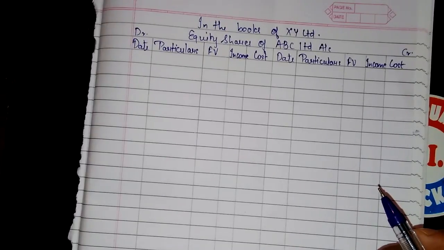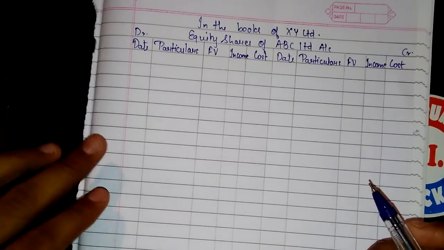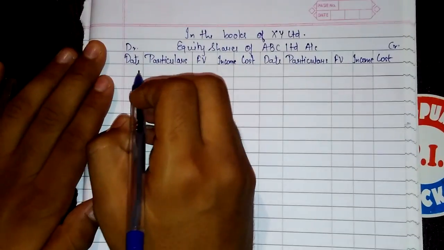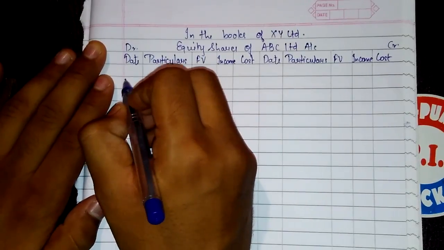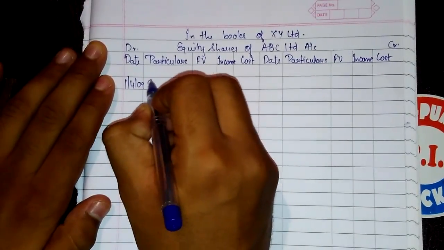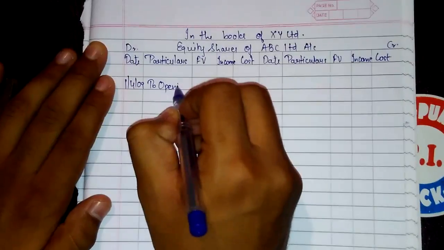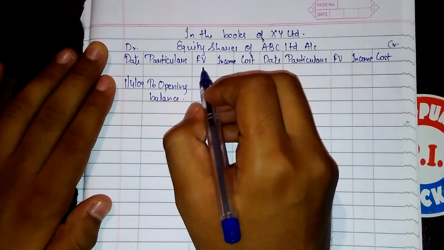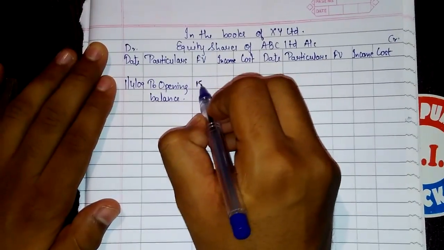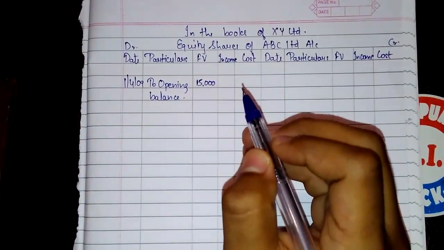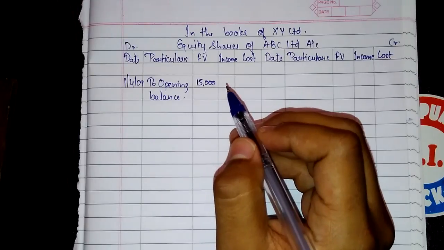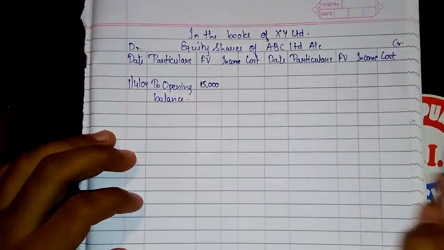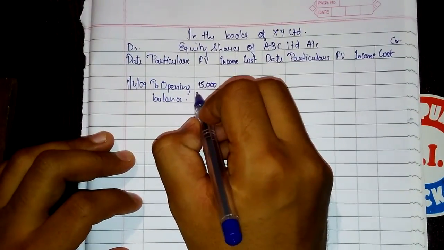I hope you all have drawn. So let's start with the opening balance on 1409, the opening balance. In face value, we'll write 15,000, since we have 15,000 equity shares as our opening balance, so we'll write 15,000 in bracket.